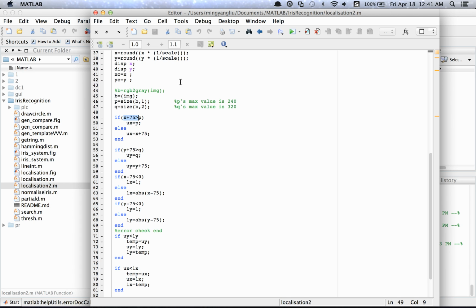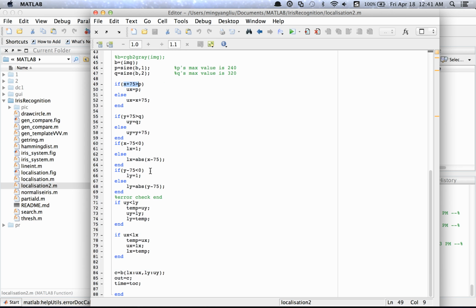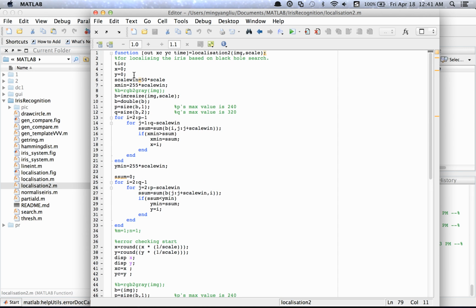You can see 75 is half of the side, so the whole length of the side is 150. Then we do the exchange because we need to keep uy always a smaller coordinate, ly always a larger coordinate, ux always a smaller coordinate, and lx always a larger coordinate. So this function realizes this method. It's very simple, but it's quite useful, and we will see the results later in our program.